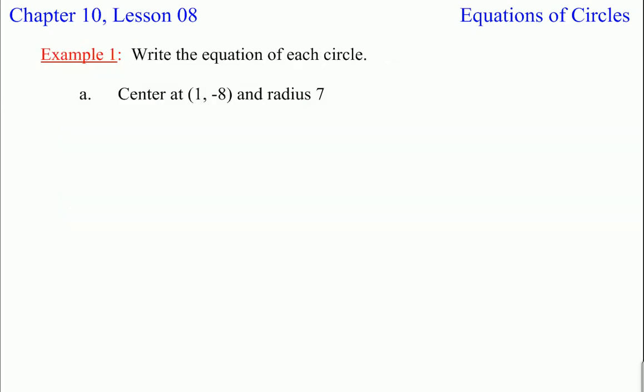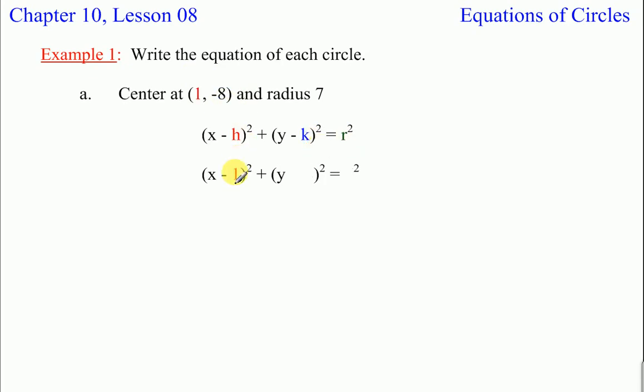Alright, so if I want to write the equation of a circle with a center at 1 and negative 8. Remember, this is h and this is k. Okay, so that's how we're going to set it up, and pretty easy. Just plug and play right here.